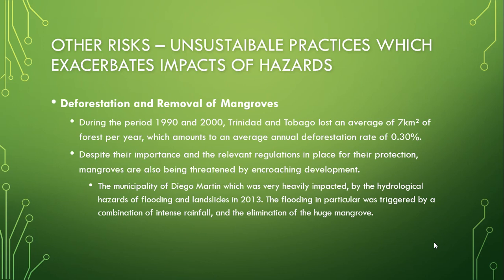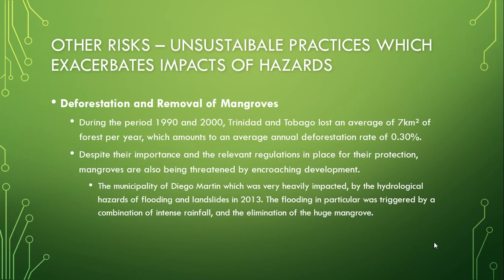Then we also have deforestation and removal of mangroves occurring across Trinidad and Tobago. During the period 1990 to 2000, Trinidad and Tobago lost an average of 7 square kilometers of forest per year. This amounts to a deforestation rate of 0.3%. So for a small island state like Trinidad and Tobago, that is a lot of forest loss. Despite their importance and the relevant regulations in place for their protection, mangroves are also being threatened by encroaching development.